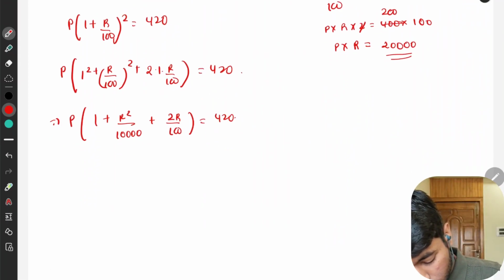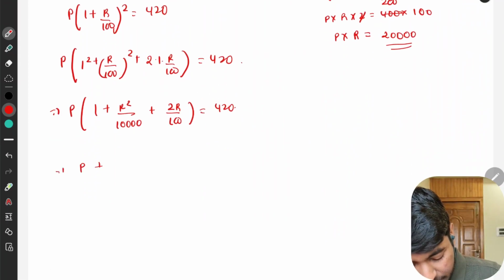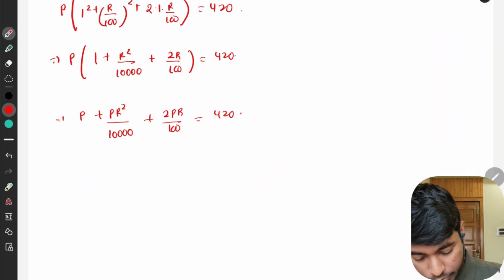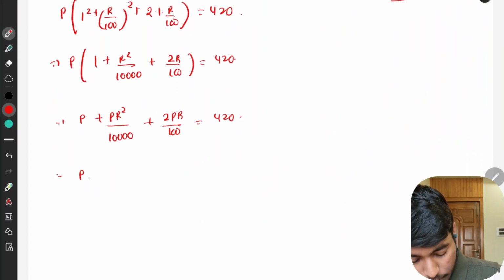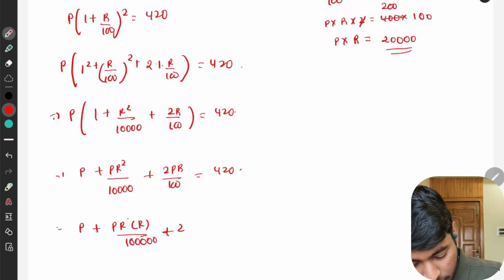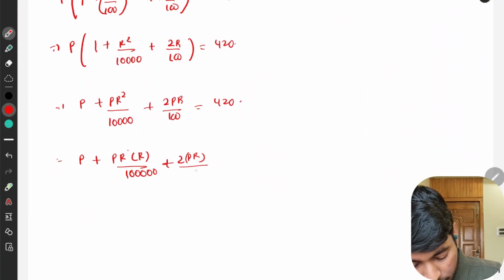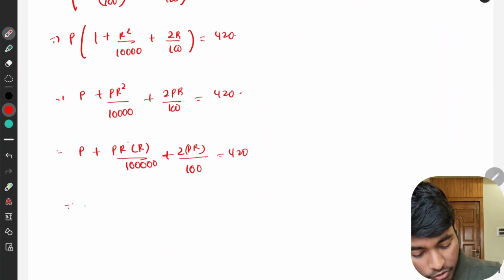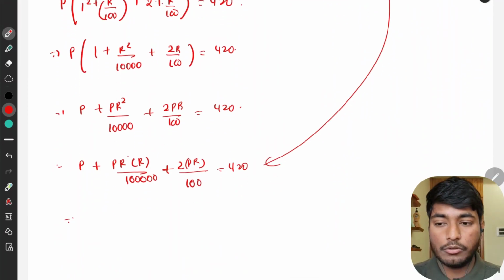Okay, sounds good. So I can say P plus PR square by 10,000 plus 2PR by 100 is equal to 420. What I can simply do is take this P, and this can be written as PR into R by 10,000 plus 2 into PR upon 100, equal to 420. What is the value of PR? I know the value of PR. PR is equal to 20,000. Just put the value of PR over here, and believe me, you will be able to solve this question.